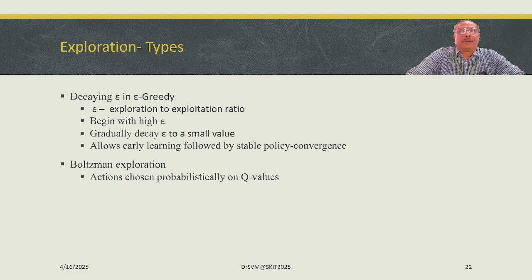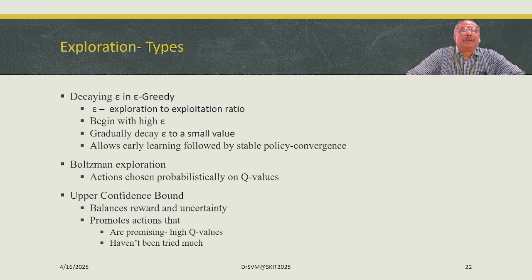Then we have Boltzmann exploration. So the actions are chosen probabilistically based on Q values. Then we have something called the upper confidence bound algorithm. So here we balance the reward and uncertainty, and this method promotes actions that are promising, that means those with high Q values, and also tries the ones which are less tried.